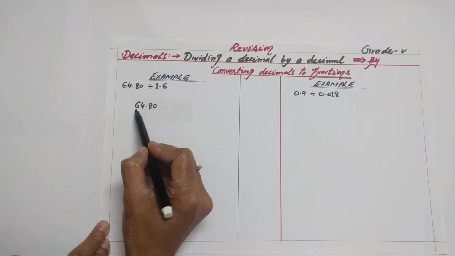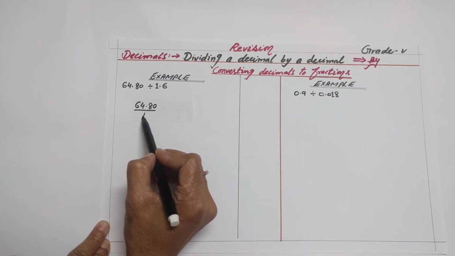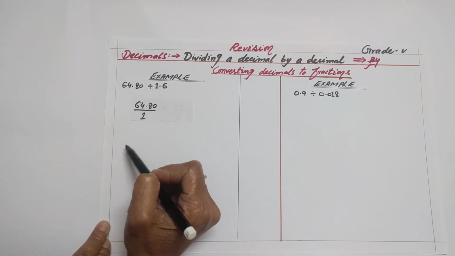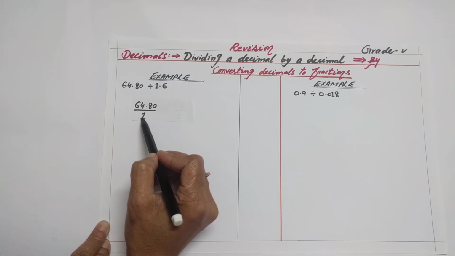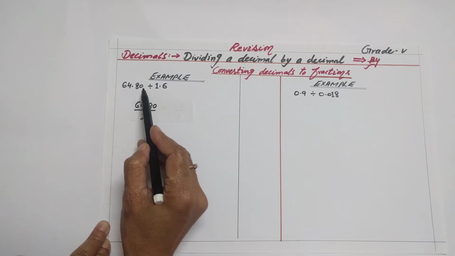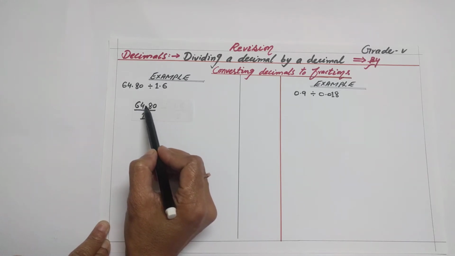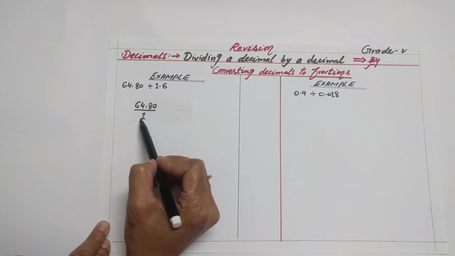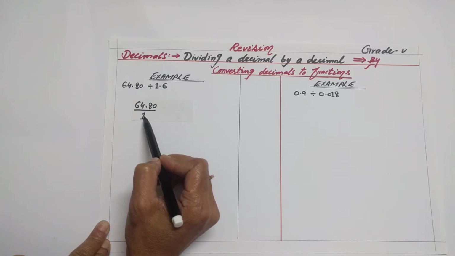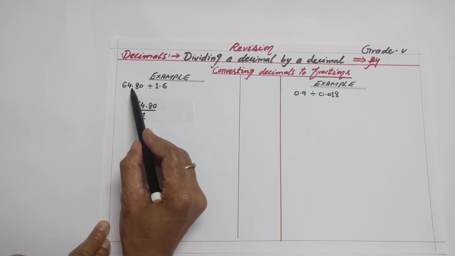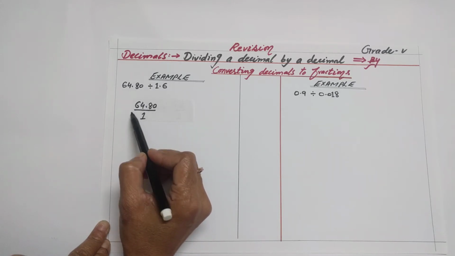64.80. If I put 1 as a denominator, then 1 will not affect the value of this given decimal, because 64.80 is now in the form of fraction, and this 1 is also not giving any effect to the value of 64.80 as a decimal.